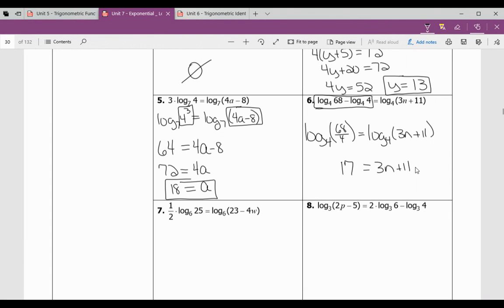So I'm going to subtract 11, and that will give me 6 equals 3n, and when you divide, n is equal to 2. In the first logarithm, there's no variable. Second logarithm is okay. This is the one that I have to check. 3 times 2 is 6, and 6 plus 11 stays positive, so I keep that answer.